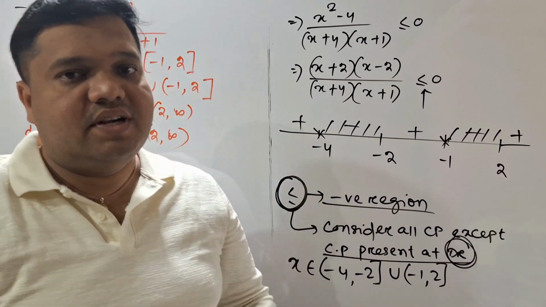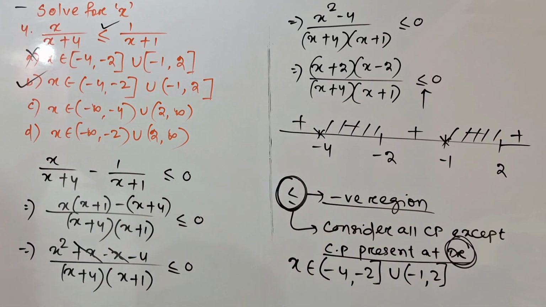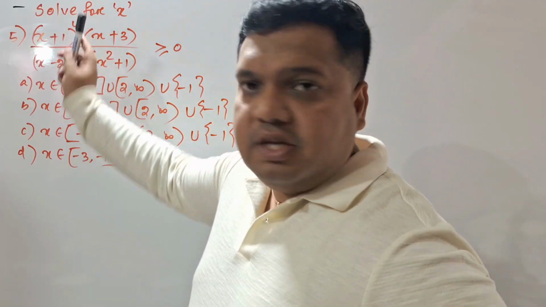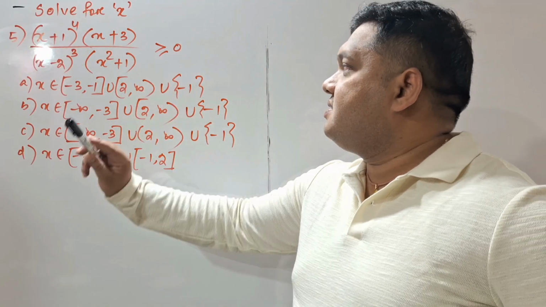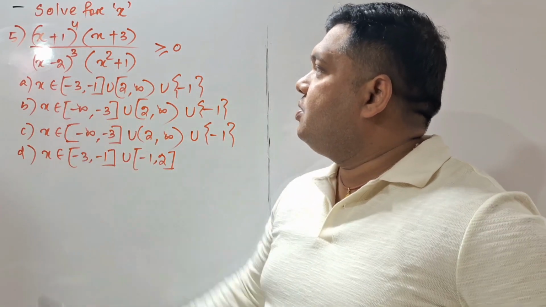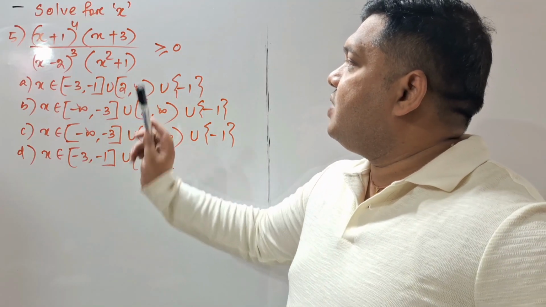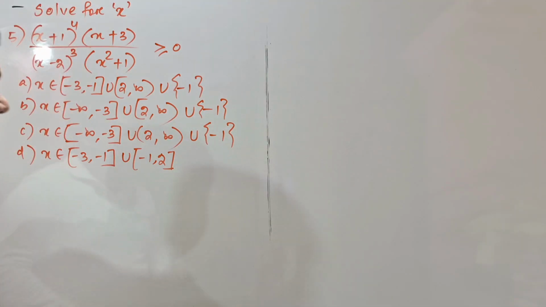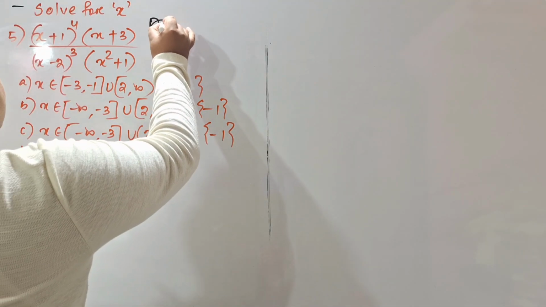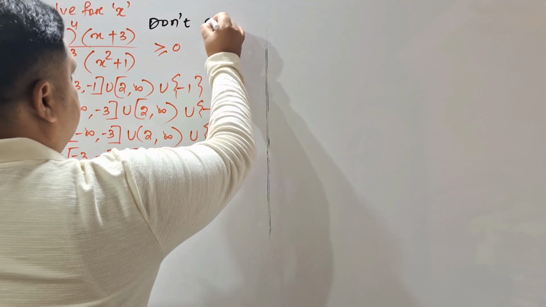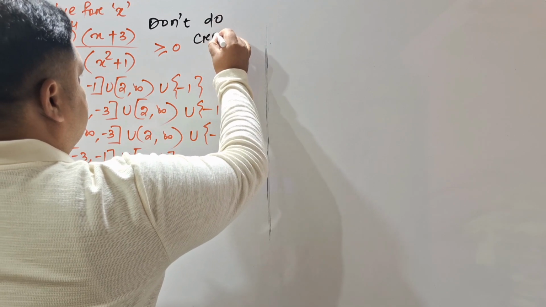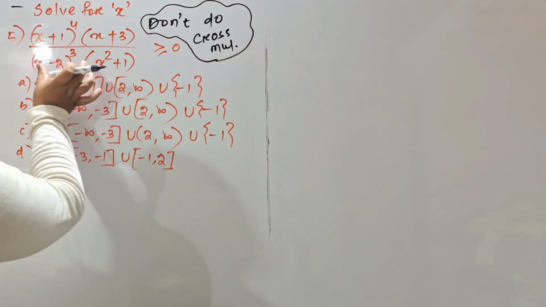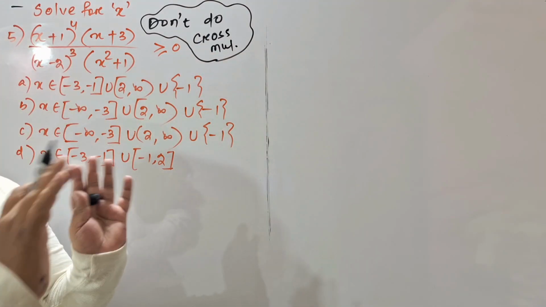Few special cases I will discuss. Write it down here. Question number 5. Look here, in question number 5, this is x plus 1 to the power 4 whole into x plus 3 divided by x minus 2 the cube whole into x square plus 1 greater than equal to 0. Okay. So if you observe, do not do cross multiplication. Cross multiplication not allowed. If you do the cross multiplication, total denominator will vanish.